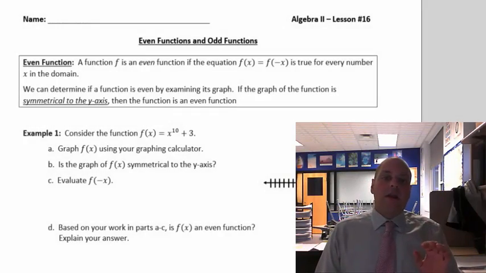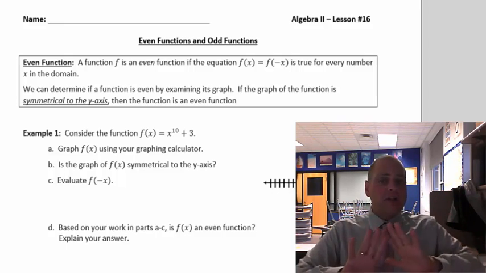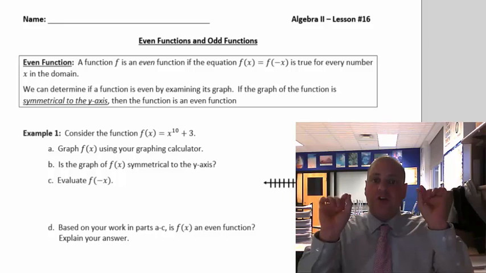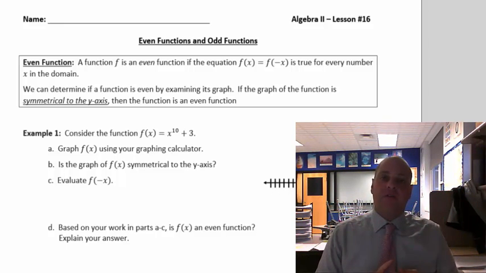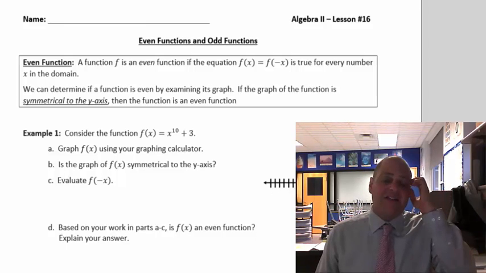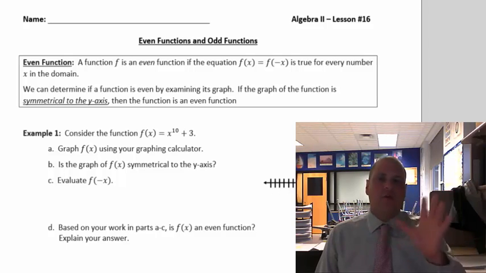Now, we are going to get into the difference between an even function and an odd function. This is totally different from what we did in lesson 15, which was even degree and odd degree. So we're not talking about the degree. And this is the most common mistake. Students think a function is even when the degree is even. That's not the case at all. It has nothing to do with the degree. Same thing with odd, okay?